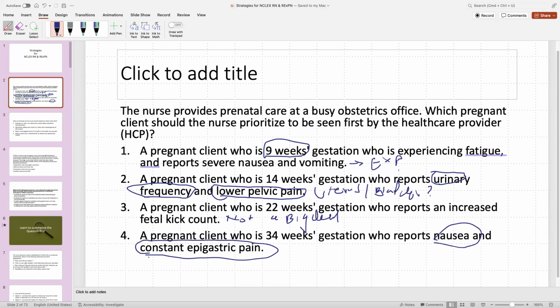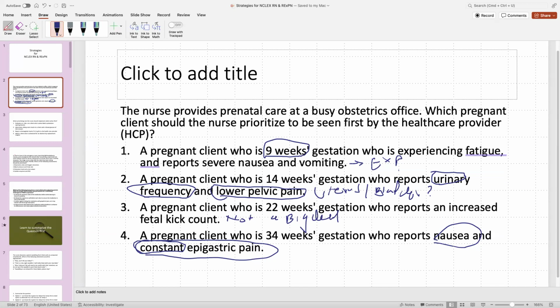Okay, now you look at that word constant, right? A constant epigastric pain. This word is a little bit concerning, right? As I already told you, if you feel like something is happening to a patient and you don't know what is going on with the patient, if it is not expected, then always that is your priority.